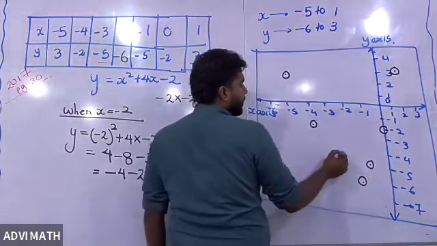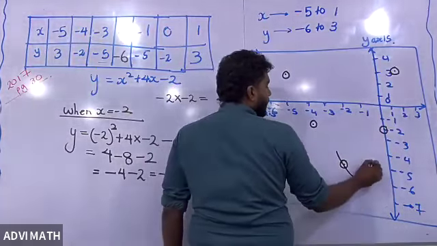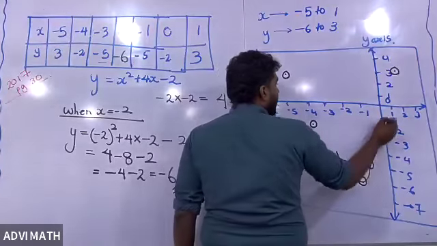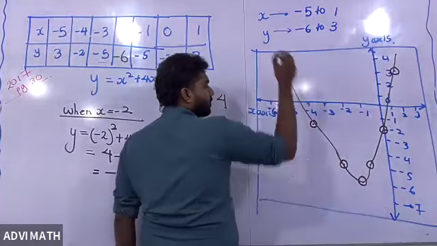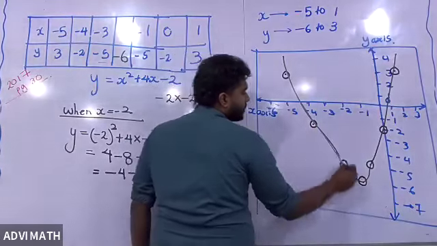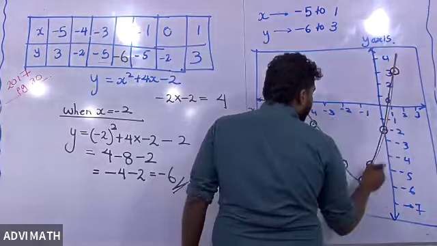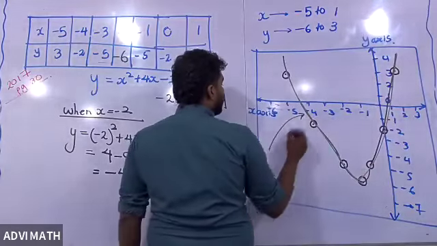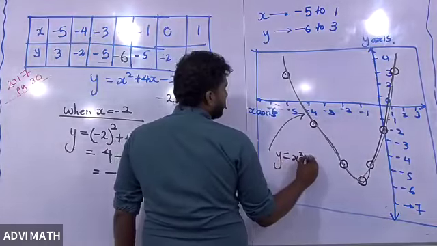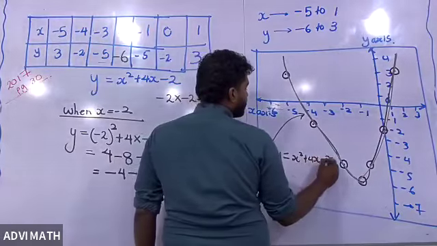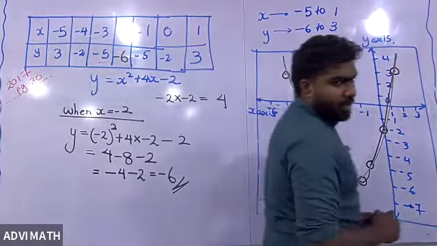Now take your pen refill. Connect this. After that, try to connect this. Maybe it's crooked. My one is crooked. And then you need to write the equation y equals x squared plus 4x minus 2. Quickly draw the graph.